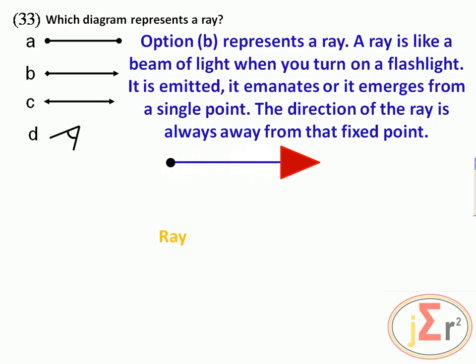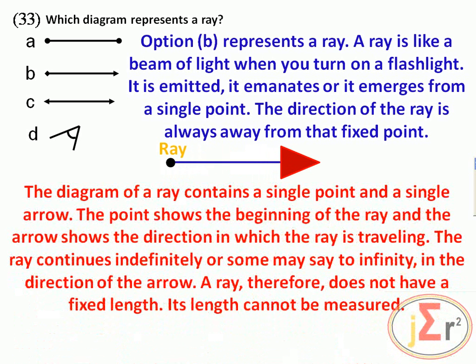So that is a diagram of a ray. The diagram of a ray contains a single point and a single arrow. The point shows the beginning of the ray and the arrow shows the direction in which the ray is traveling. The ray continues indefinitely, or some may say to infinity, in the direction of the arrow. A ray therefore does not have a fixed length. Its length cannot be measured.